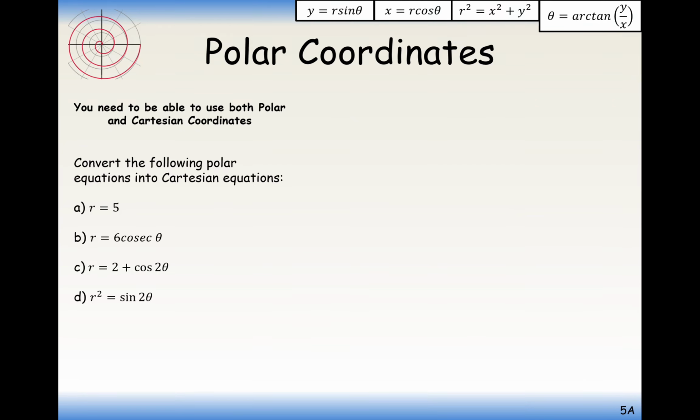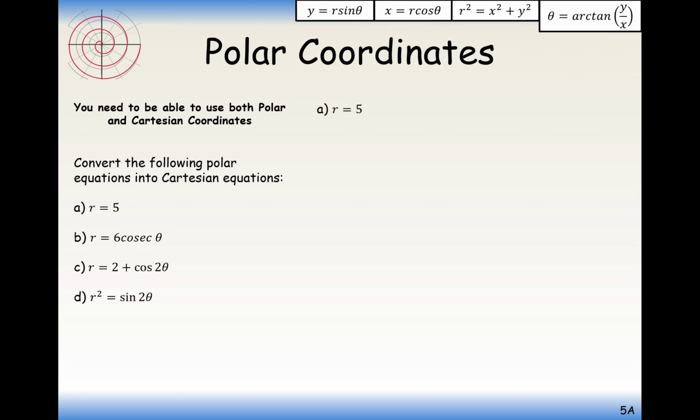Okay, so we're now going to move on to converting equations from polar form to Cartesian form and then back again afterwards. So the first one here is r equals 5. So this equation here is a graph where the radius is always equal to 5. You might be able to visualize that. What graph will always have a radius of 5?